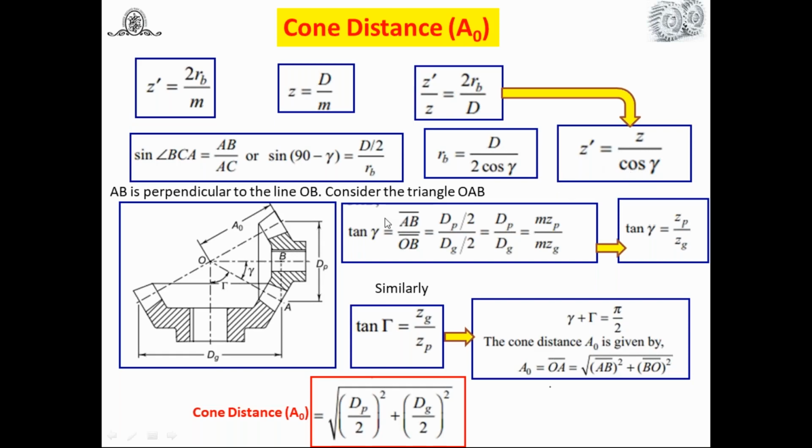Then again here, look at this. Bevel gears which are in mesh: this is the pinion and this is the gear. Here this is the pitch line making an angle, look at this. Here I am considering this is the pitch line of the pinion, which makes an angle with the axis, the pitch angle gamma. Then this is the DP. DP is the PCD of the pinion, the pitch circle diameter of the pinion. AO is the cone distance.